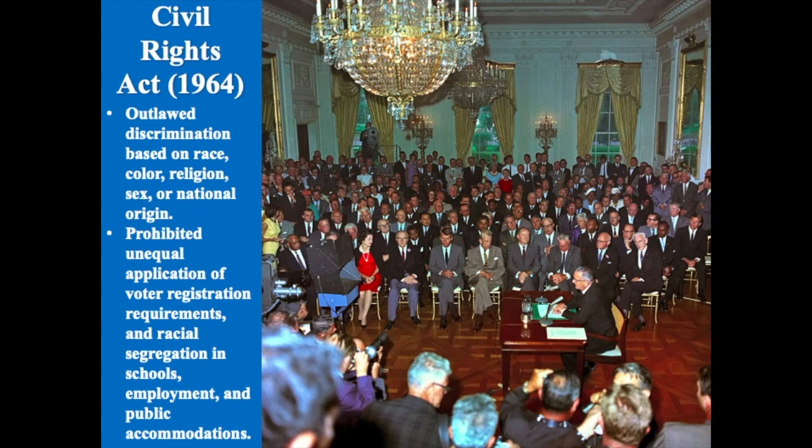It also abolished racial segregation in schools, employment, and public accommodations. With a stroke of the pen, President Johnson, by signing the Civil Rights Act passed by Congress, ends Jim Crow South. Legalized segregation becomes unconstitutional.